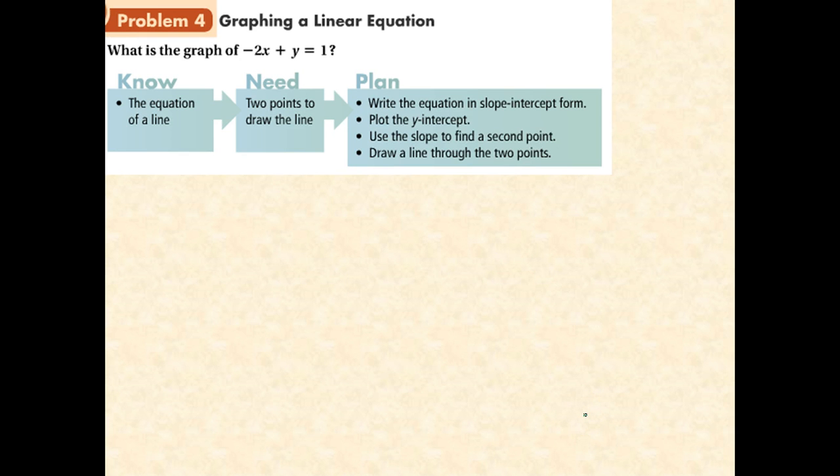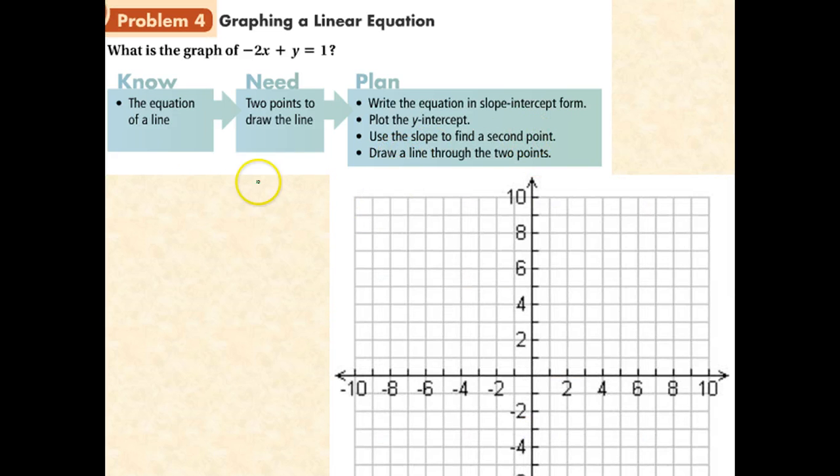Ooh, now we're going to start graphing them, which is always fun. Alright, what's the graph of negative 2x plus y equals 1? We know we have the equation of the line. We need 2 points to draw a line between. So what's the plan? Let's first write this equation in slope-intercept form. Then we'll plot the y-intercept on a graph. Then we'll use the slope to find a second point, and then draw the line through those 2 points.